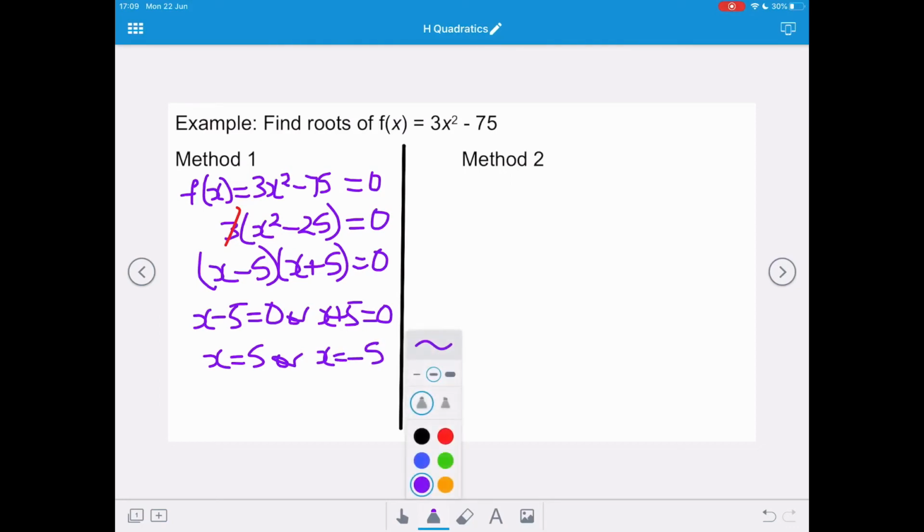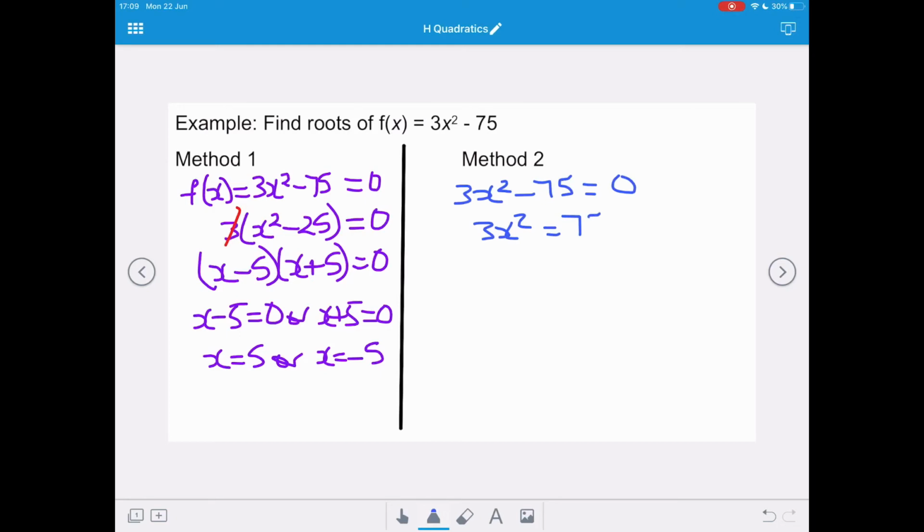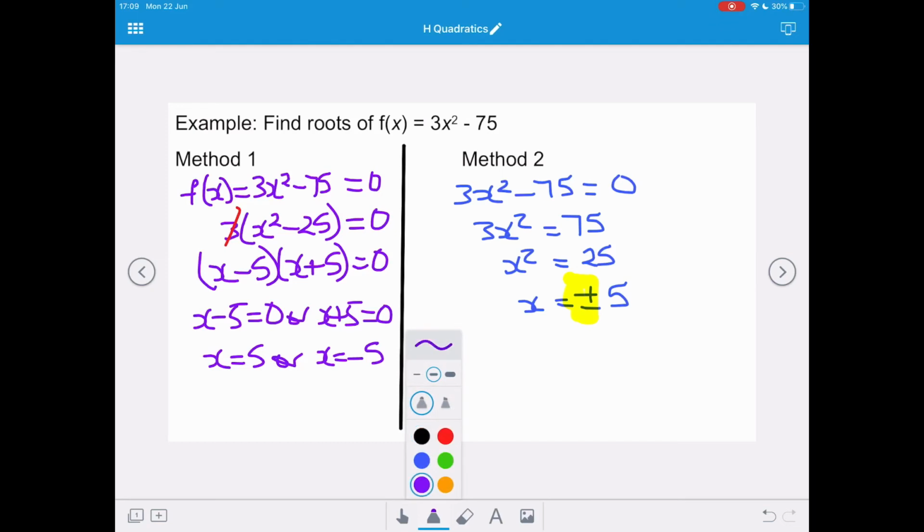The other option is to do rearranging and isolate our x squared term. So we've got 3x squared minus 75 equals 0. We're going to add 75 to both sides to get 3x squared equals 75. Divide both sides by 3 to get x squared equals 25. And then we're going to remember that we're going to have a plus or minus solution when we square root that 25. So we end up with exactly the same solutions, just done in a different way. X equals plus or minus 5.